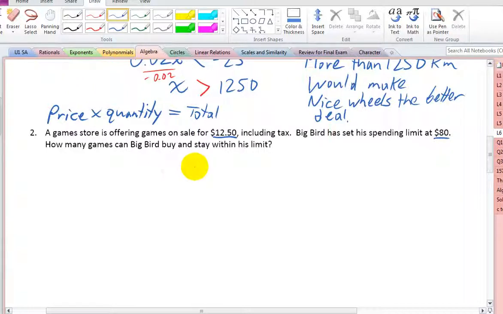So we have $12.50 times X, the number that he's going to buy. So X equals the number of games, because that's what's in your sentence.